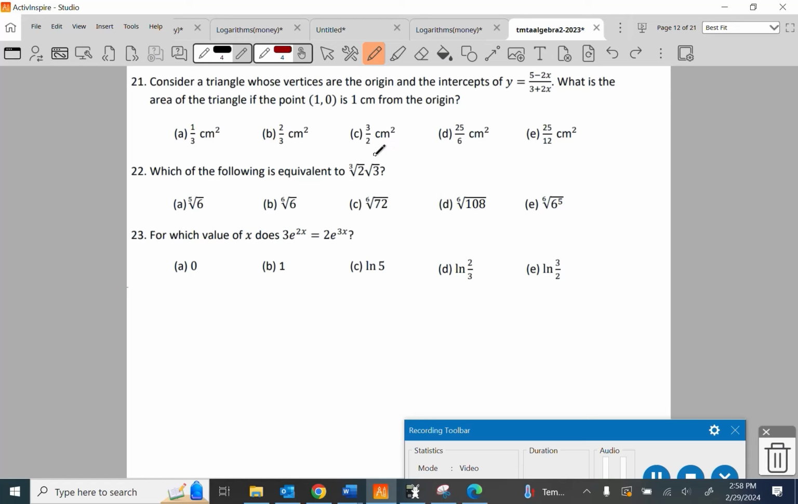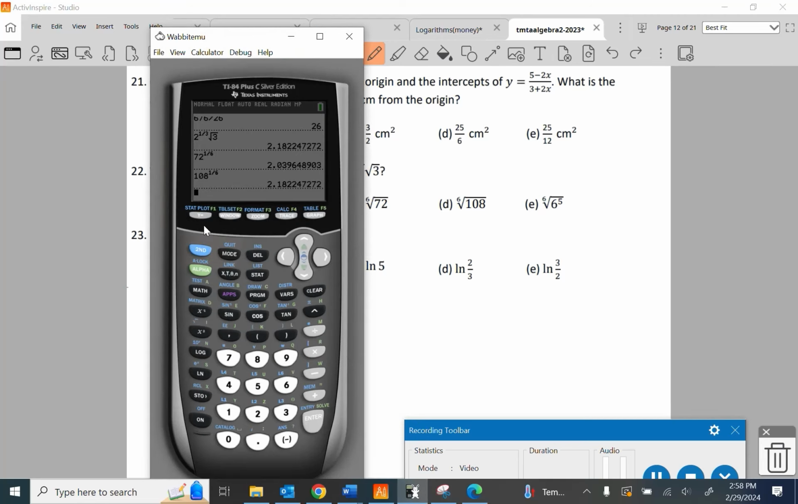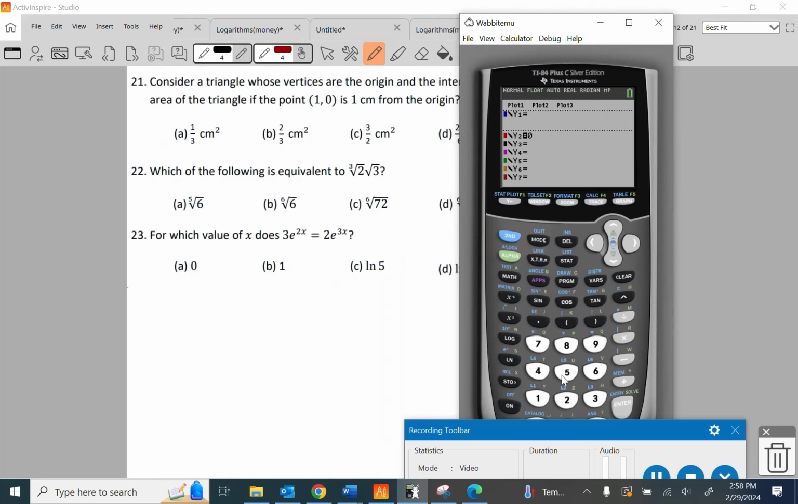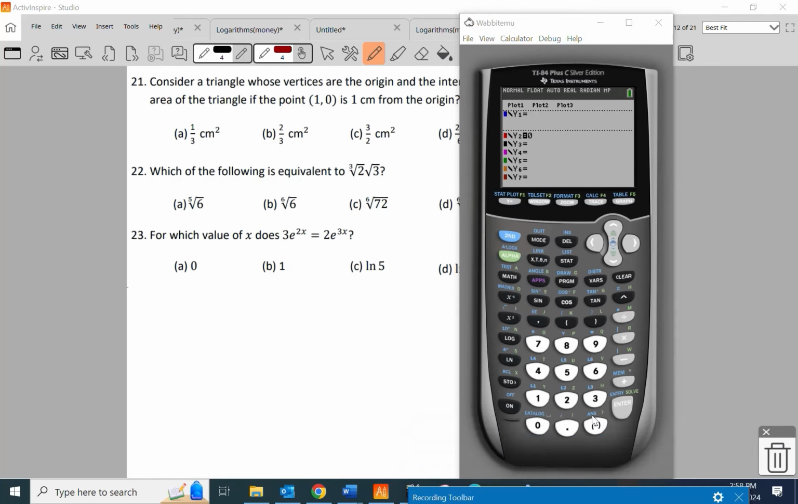Push buttons. For which value of x does 3e to the 2x equal 2e to the 3x? That's obviously going to be go Y1, Y2. I think that's all that is. This needs to be the last one I do right now. 3e to the 2x. 2e to the 3x. Zoom 6. I'm going to have to go down to tutoring in just a moment.